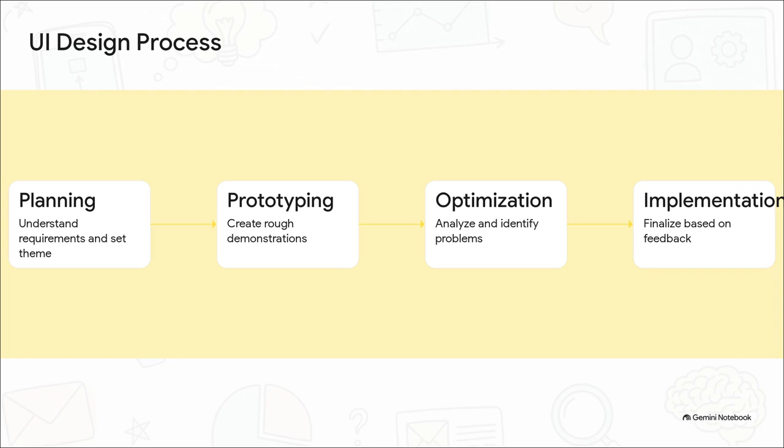Step 2 is prototyping and sketching. Just like it sounds, you're mocking things up in awesome tools like Figma or Canva. Then comes optimization. This is where teams go in, ruthlessly analyze the prototype, and iron out all the kinks. Finally, step 4 is implementation, where the design is actually built based on all that brutal, honest feedback.